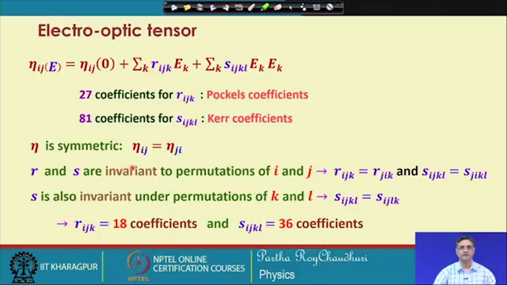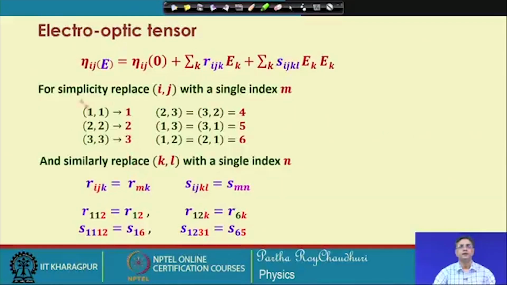Therefore, because they are invariant to permutations of i and j and k and l, you can shrink these indices and they will represent the same coefficient. So, the number of coefficients reduces to 18 for the Pockels coefficient and 36 for the Kerr coefficient. Just to understand how it shrinks to 1 index, 11 will be represented by 1, 22 will be represented by 2 and so on. 23 and 32 are again the same, so you write this equal to 4, and similarly 31 is 5 and 21 is 6.